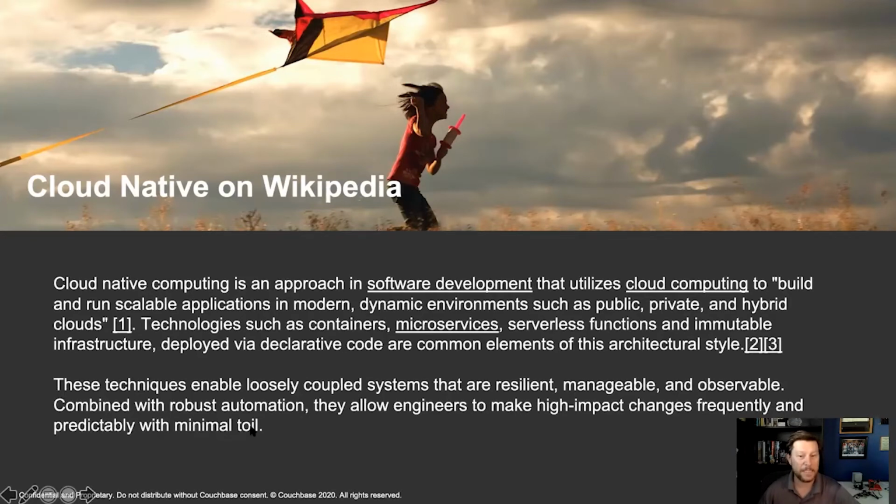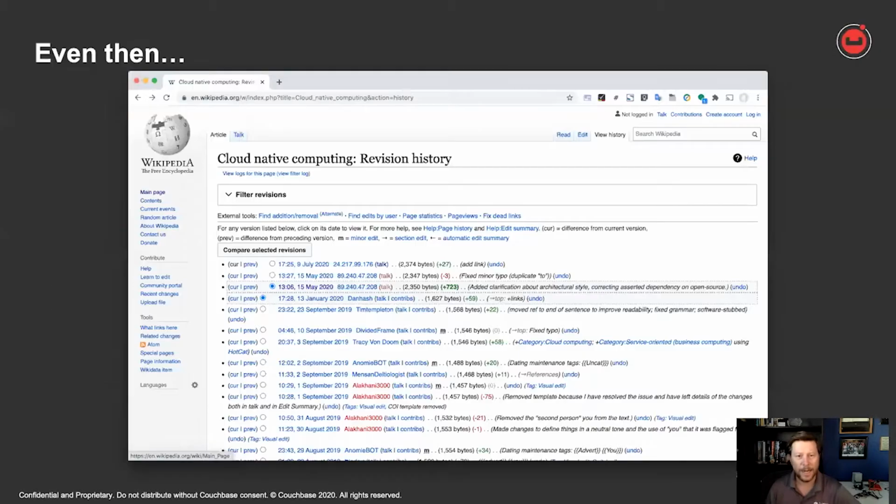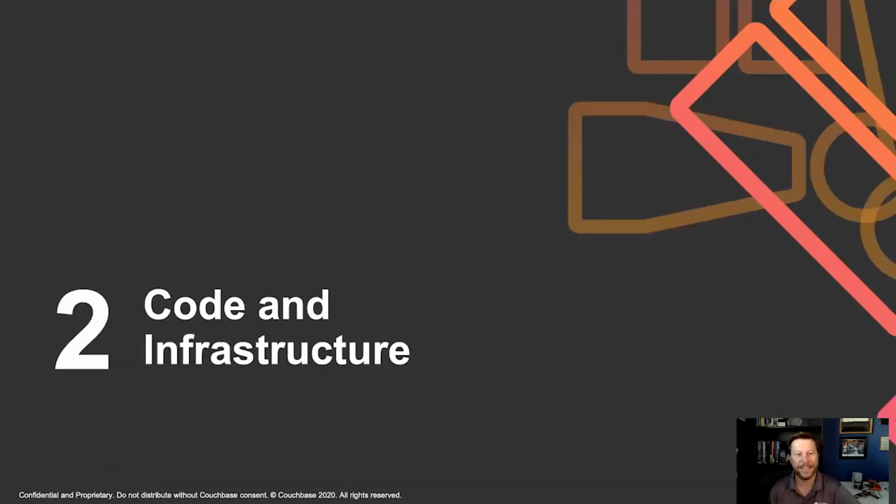Cloud native apps need to be resilient, manageable, and observable, and they allow high impact changes frequently with not too much work, or what's called toil. So the thing is though, if you look at that page, it's even edited pretty frequently. So even Wikipedia doesn't necessarily agree on what cloud native is. But all joking aside, let's talk a little bit about code and infrastructure.